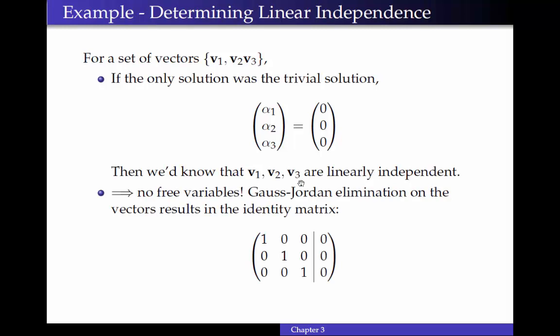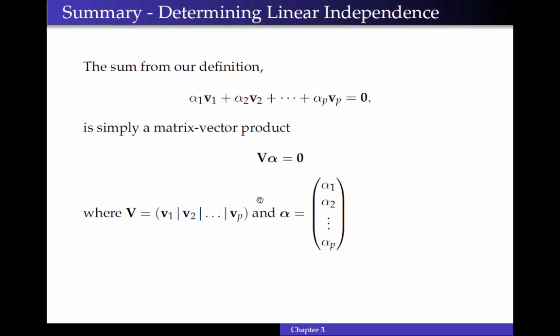Okay, so what would that look like if I know that all the coefficients must be 0? Well, it would mean that if I did Gauss-Jordan elimination, the matrix would end up being the identity matrix, right? Because my right-hand side here is 0. And so I would have to have the identity matrix on the left-hand side. So that means I have no free variables.